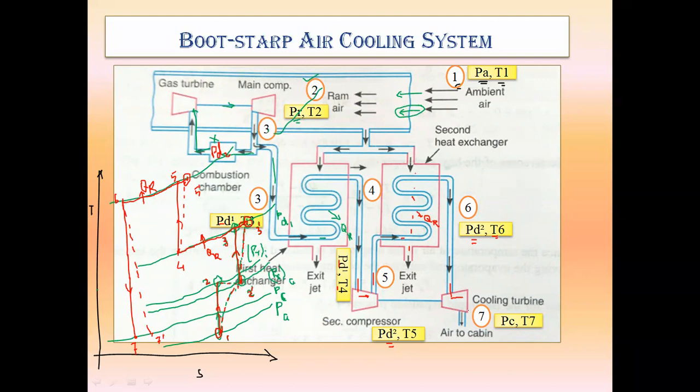Now whatever outlet of cooling turbine will be there, here they have written air to the cabin. So outlet of cooling turbine will be supplied to the aeroplane cabin, and that air will have the ability to absorb the heat which is being generated because of a number of internal and external parameters. So that air will be supplied to the aeroplane cabin, and that air will be able to absorb the heat inside the aeroplane cabin at the constant cabin pressure.